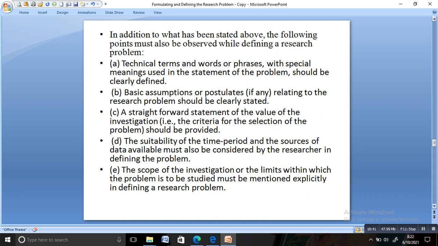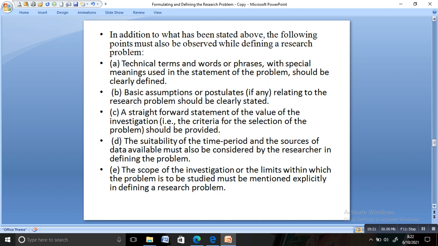Then you should think about the following terms while you are defining a research problem. The following terms are the technical terms. They should be clearly defined. You should make some assumptions, and you should have a forward statement for the value of investigation. You should check the time period, and you should consider the scope of the investigation or the limitation of the investigation. So after that, you should think of the technical terms or phrases, assumption, then a forward statement, time period, and scope and limitation.